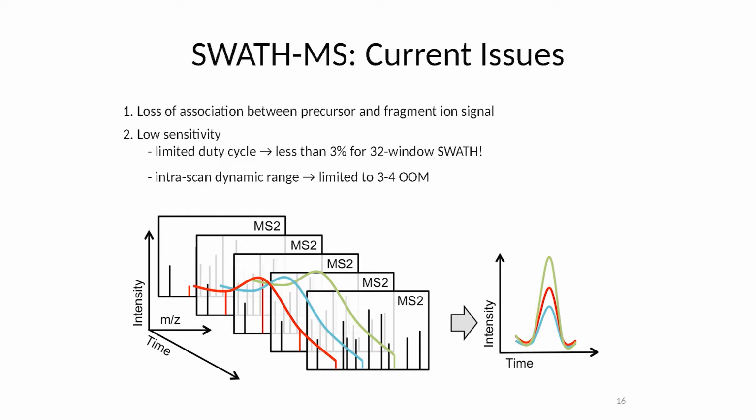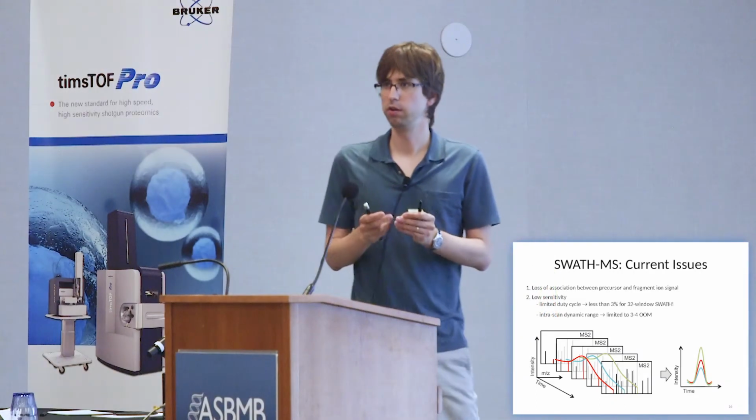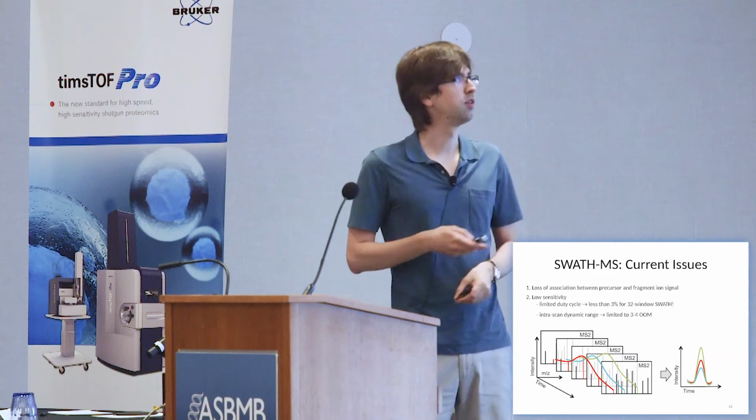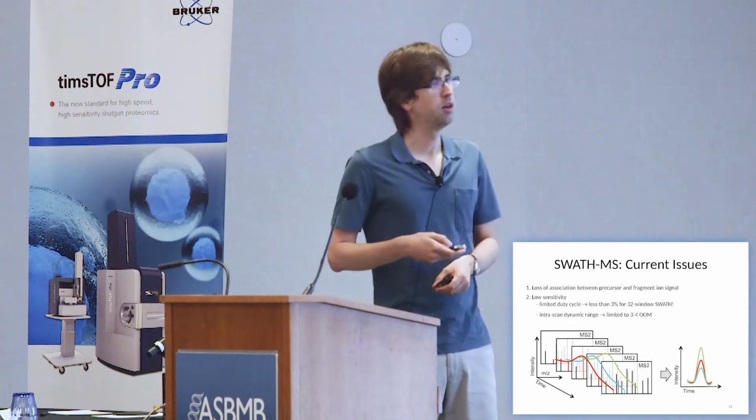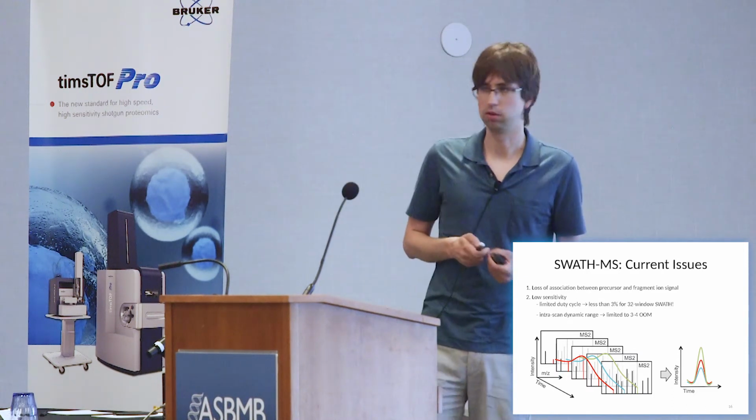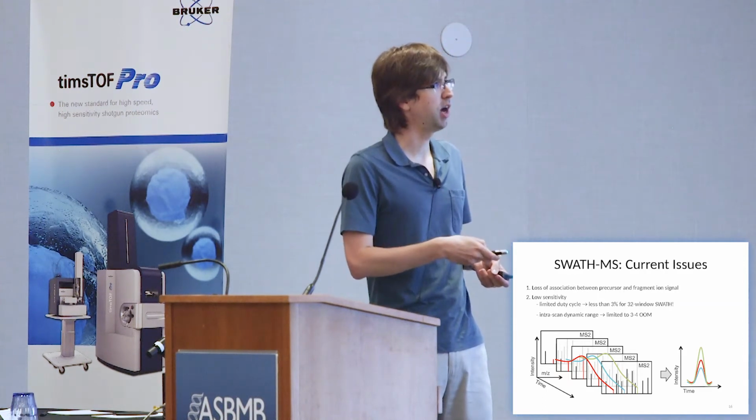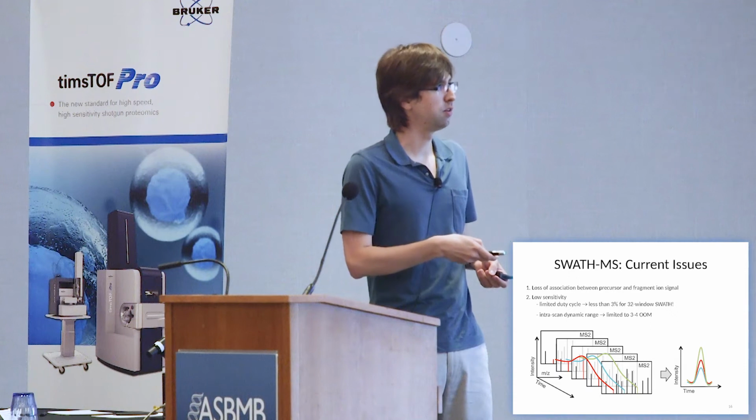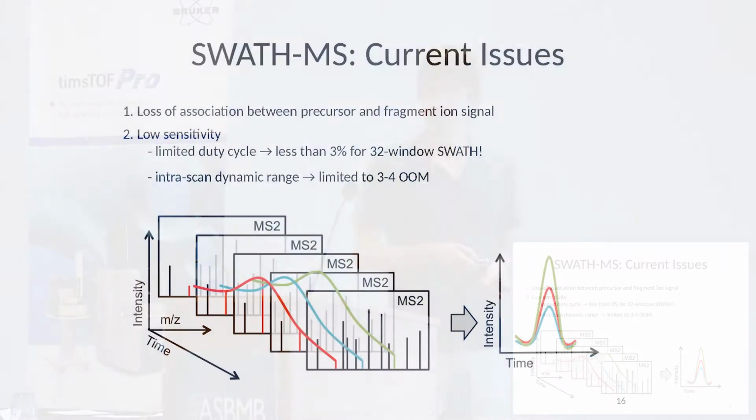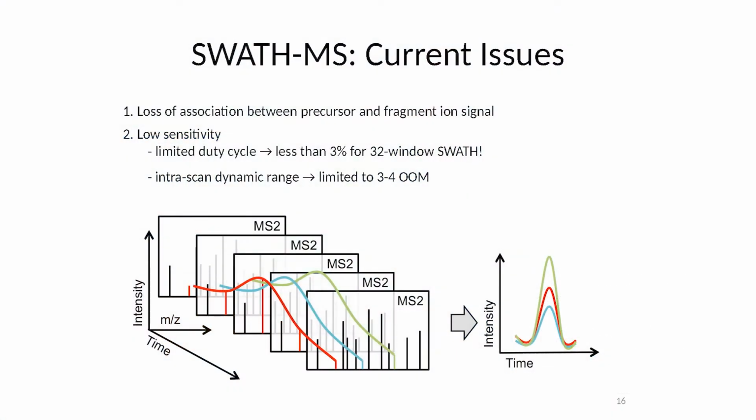And secondly, we are suffering from the intrascan dynamic range. So within a single swath window, we can only measure quantitative differences on an order of maybe 3 to 4 orders of magnitude. So if there are co-fragmented peptides of very high intensity present when we want to measure our peptide of interest, we would actually not be able to measure that because they get drowned out.